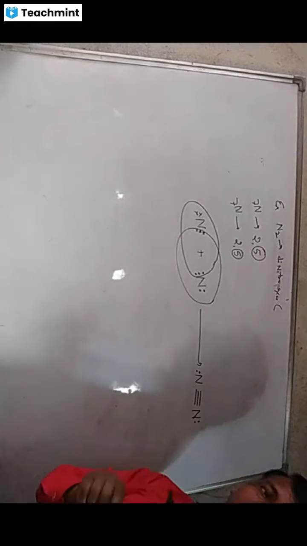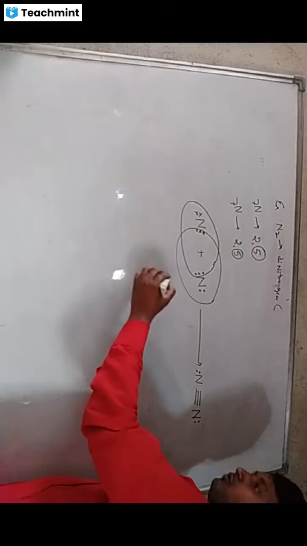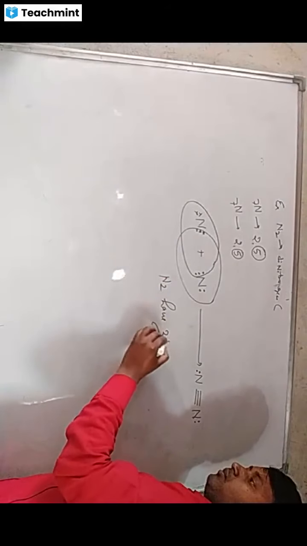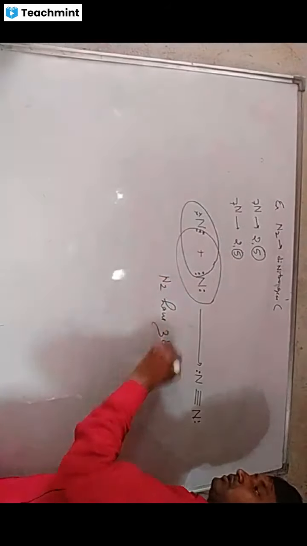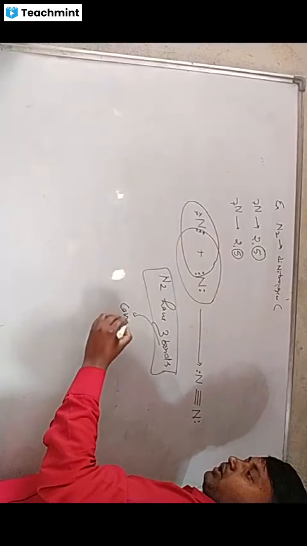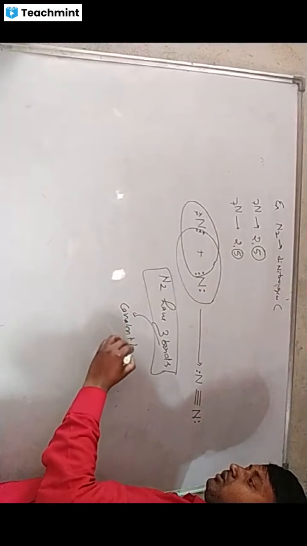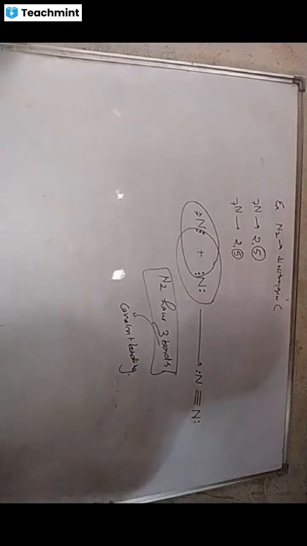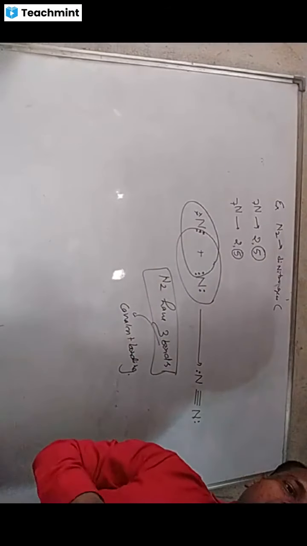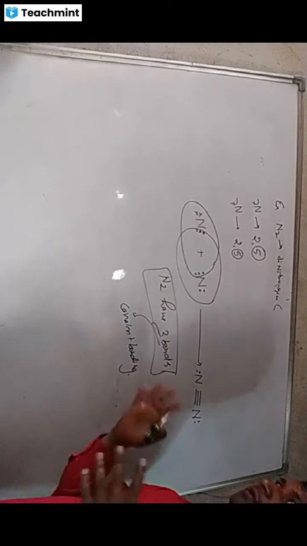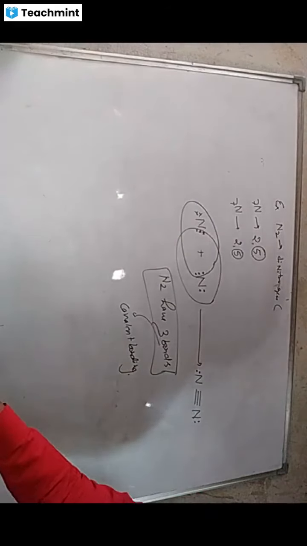The number of covalent bonds in N2: N2 has 3 bonds. And the 3 bonds are covalent bonding. This is the method of the covalent bond, sharing of electrons. This is an example of the covalent bond.